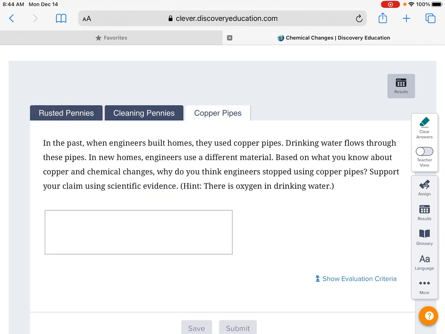So think about that and let it help you come up with an answer of why you think engineers stopped using copper pipes. Go ahead and answer that in the discussion by clicking reply and then typing your answer. Make sure to read others after you submit yours.